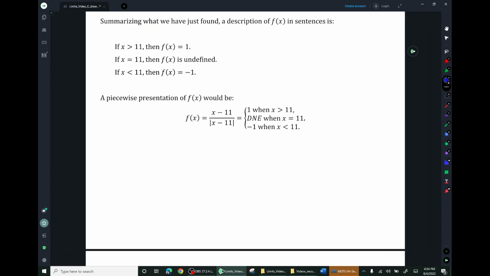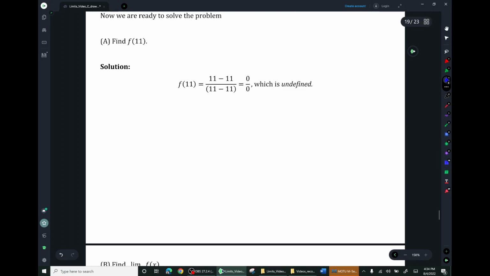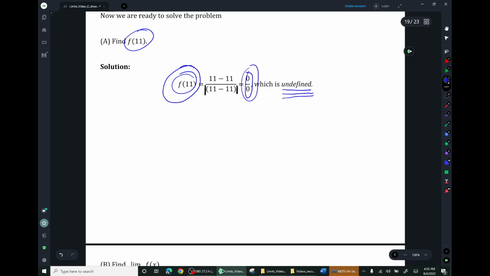Now let's go back up and remind ourselves what we're supposed to be doing here. Our job is to do these 5 things using this function. All right, well, question A says find f of 11. Well, f of 11 means we substitute x equals 11 into the formula for f of x. Here I've omitted the absolute value symbols. And the result is we get that f of 11 reduces to this expression, which is undefined. So this symbol does not represent a real number. So f of 11 is undefined.